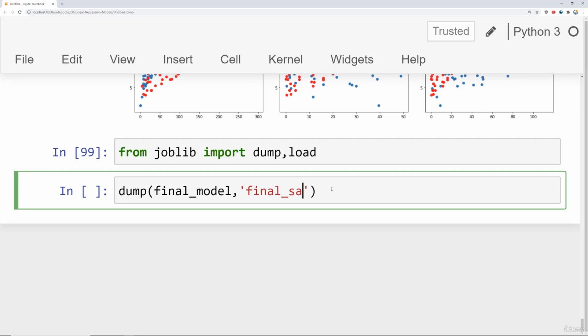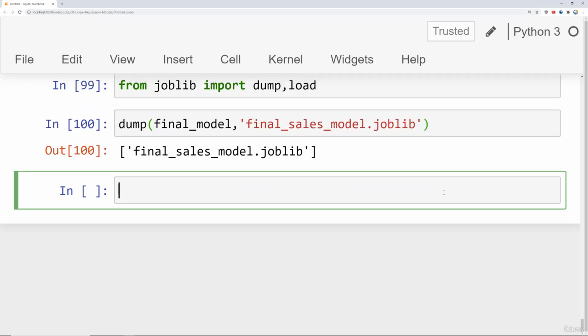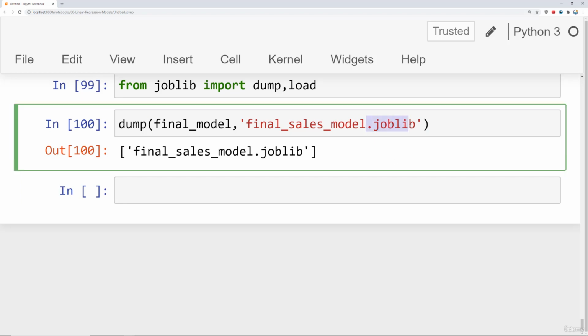So I can call this final sales model. Let's say final underscore sales model dot joblib. And this is essentially now a trained model file that's going to be saved on your computer that you could then send to somebody. So let's say you send this or you upload it to Google Drive or something like that, and your coworker is then able to download this joblib file.